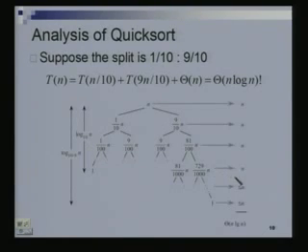And so the total time taken is order n log n, because at each level we are taking a total time of n, and the number of levels is log n.